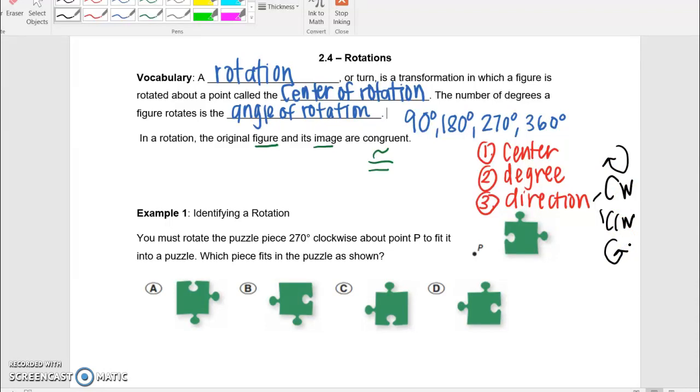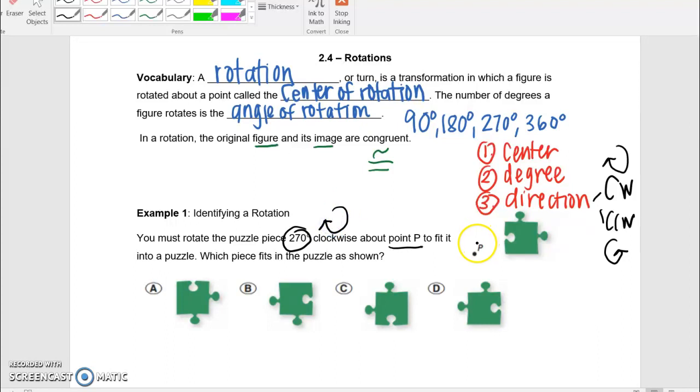So we're going to look at example one. We're going to identify our rotation. So when you do a puzzle and you turn the pieces so that they fit the right way, you are doing a rotation. So our directions say you must rotate the puzzle piece 270 degrees clockwise about a point. So those are our three things. The center is the point P, the degree is 270, and the direction is clockwise. So we're going to go down and to the right.